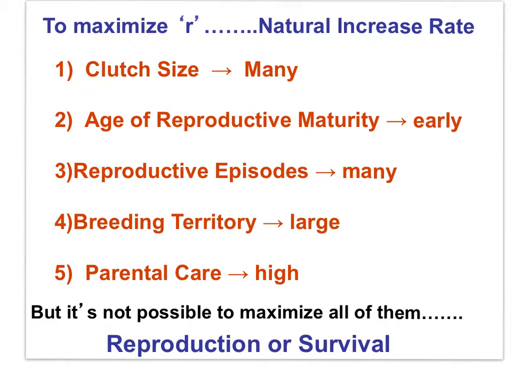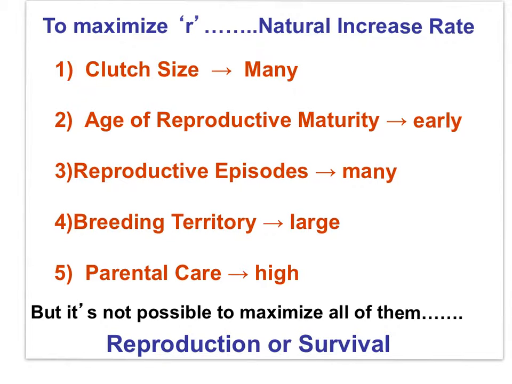So here is a slide with the internal or biological factors that influence the natural increase rate. For biological success, it would be ideal to maximize all of these factors. Huge numbers of eggs, early age of reproductive maturity, many reproductive episodes, huge breeding territory, and lots of parental care. Now imagine the size of the natural increase rate if that were possible. But it's not possible because the energy required by a parent to do all of these things is really not available. In other words, can you imagine a 6-month-old parent producing 1,000 offspring several times a year?